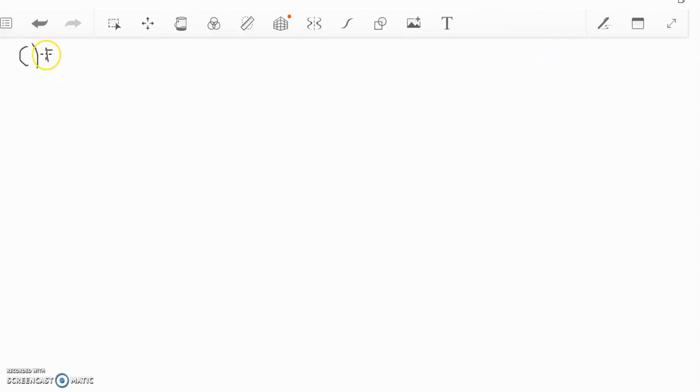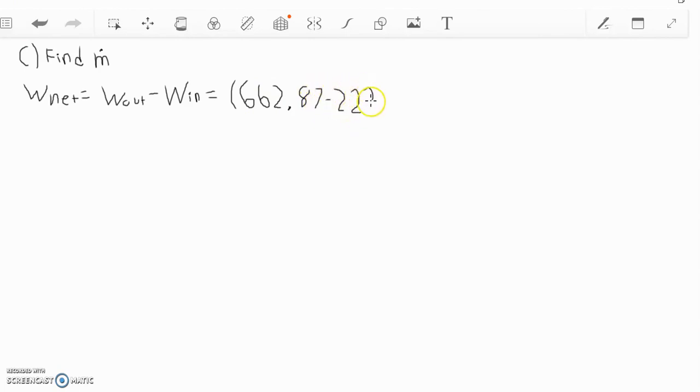All right, so we're finally almost there to calculate the mass flow rate. First, we need to calculate the net work, which is pretty easy. Work out minus work in. So that's why we had to get those. We get 662.87 minus 222.13, and that's all in kilojoules per kilogram. So once we do that, we get 440.73, and that's the net work output.